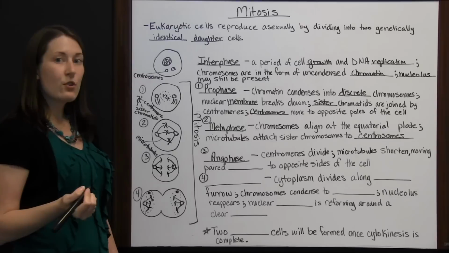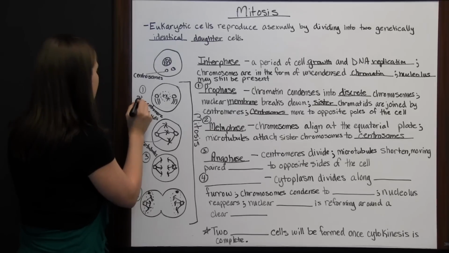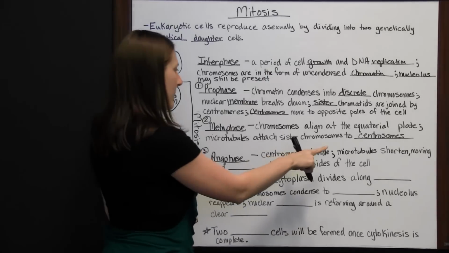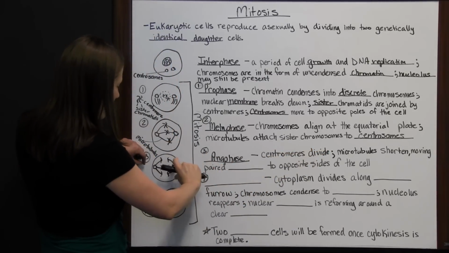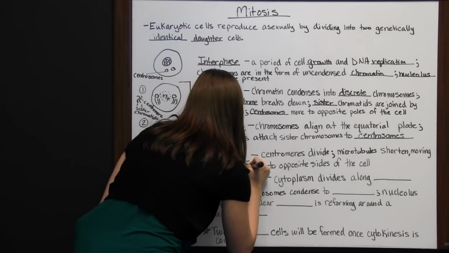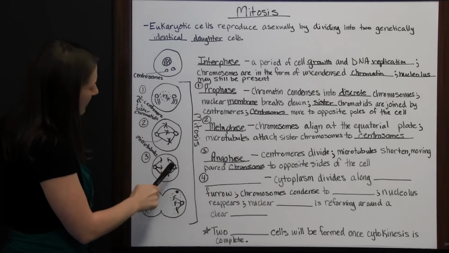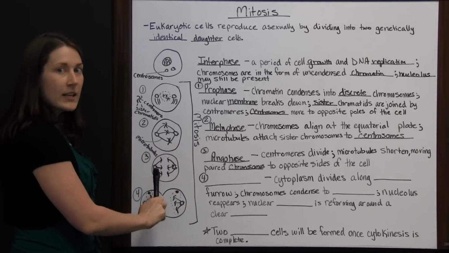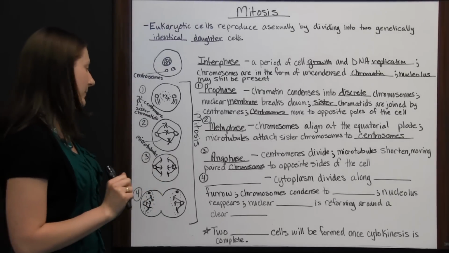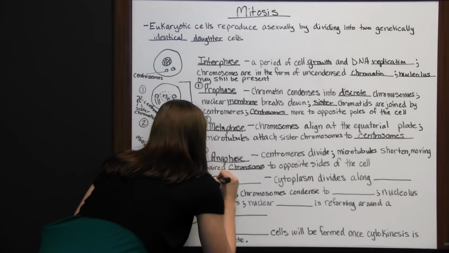In anaphase, the centromeres divide. So remember, your centromere was that little center here that was kind of holding the two chromatids together. So in anaphase, they divide. The microtubules shorten, moving paired chromosomes to opposite sides of the cell. So we had these paired chromosomes, and now the microtubules are shortening. They're moving those individual chromosomes over closer to the centrosomes now. And then you're ready for the last phase of mitosis, which is telophase.